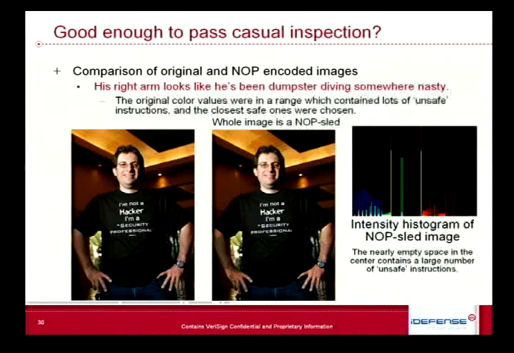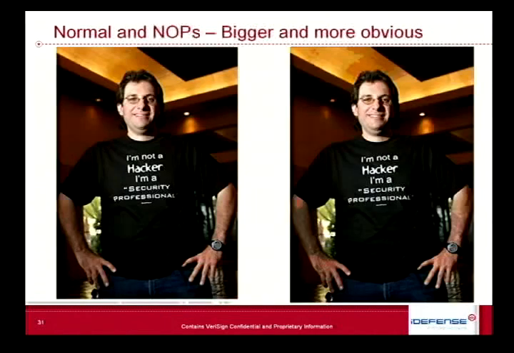Let's actually blow that picture up and look at it bigger. The one on the left is a regular image. The one on the right is a no-op sled, and you can see the quality is degraded. And in specific things that stand out, look at his arms. His right arm looks like he has some nasty prison tattoo on it.